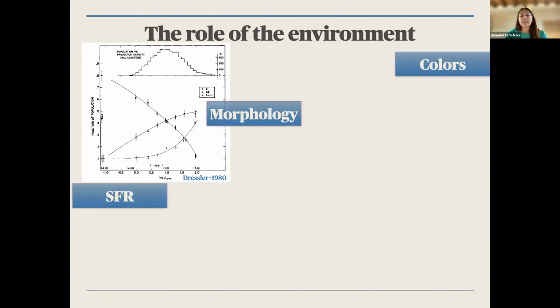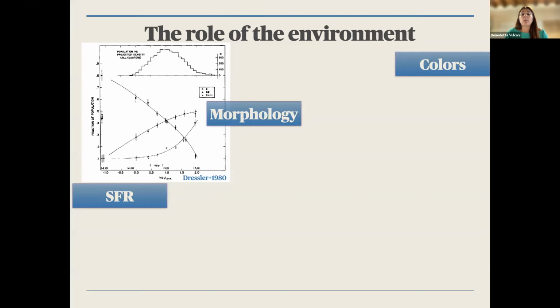First of all, one of the first studies is the so-called morphology-density relation. Here we have on the x-axis the density of the given environment, meaning that you count how many galaxies there are around each galaxy in a given area. And so we have denser regions where there are more galaxies and less dense regions where we have fewer galaxies. What has been found is that overall elliptical galaxies are preferentially found at higher densities, while late-type galaxies are preferentially found at low density.